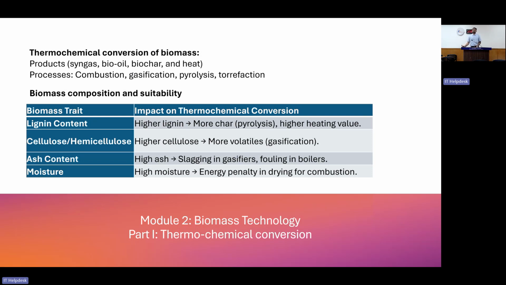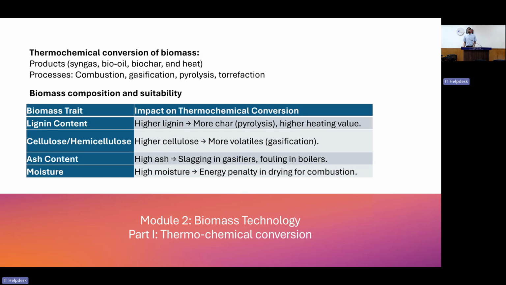Okay, the other characteristic which plays an important role in biomass for bioenergy is ash content. Biomass with lower ash content is preferred for bioenergy conversion, and biomass with higher ash content is less favorable as it causes slagging in the gasifier and fouling. These are all technical challenges.